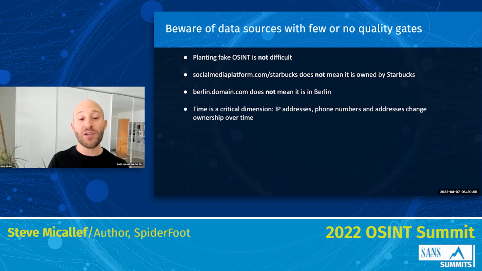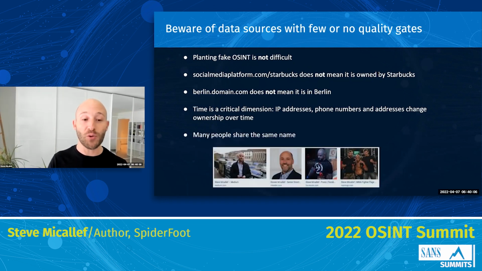Time is a critical dimension. IP addresses, phone numbers, addresses, they change over time. They might not be owned by who you think they're owned by. And many people share the same name, right? So my name, if you just Google me, yes, okay, they're all a bunch of bald guys, but they're in different fields. You have one UFC fighter, you have myself, you have a tax accountant. It can be very misleading. Probably even ML will get tripped up by this.